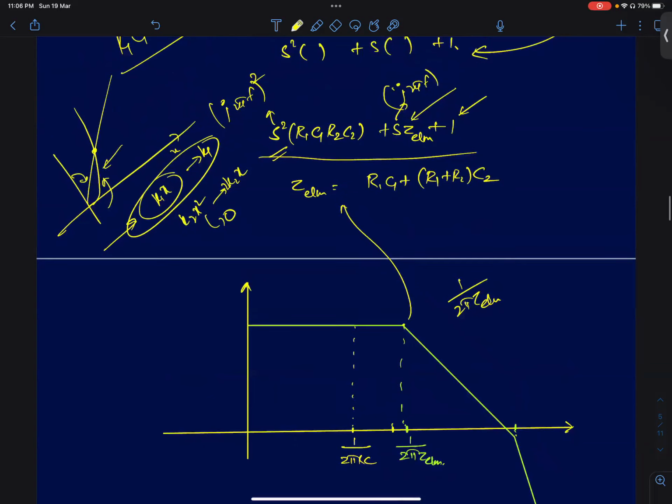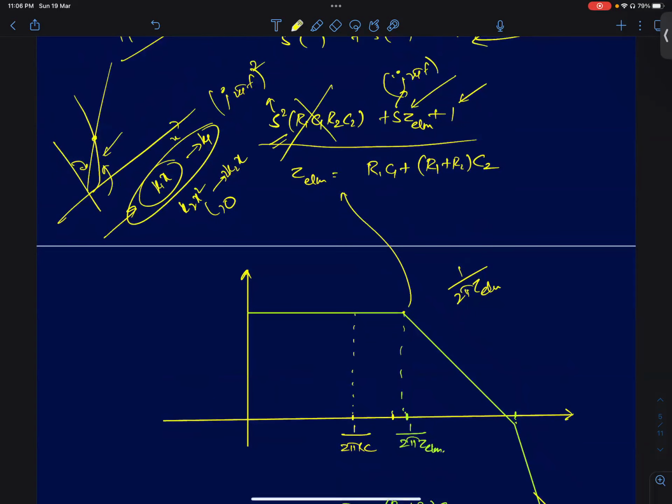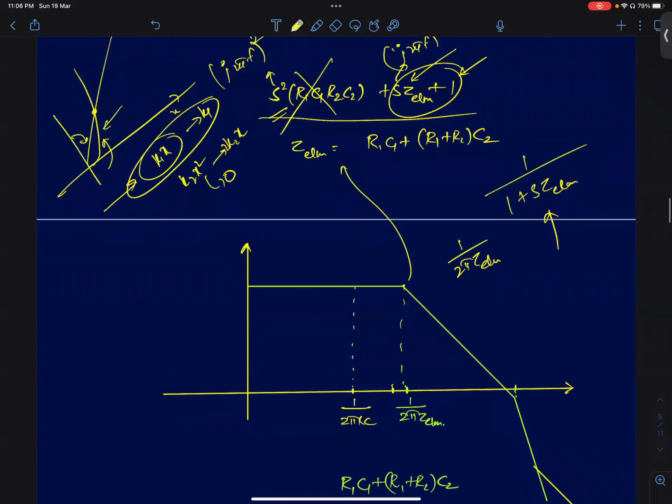The second term has not kicked in yet. You have only the first two terms, right? So the transfer function will look something like this: 1 by 1 plus s into tau Elmore delay. This is a first order system with a pole at 1 by 2 pi into tau Elmore. And after that, it starts rolling down with a first order response.